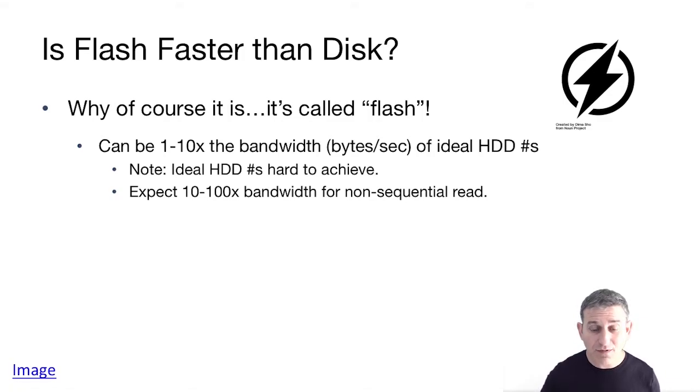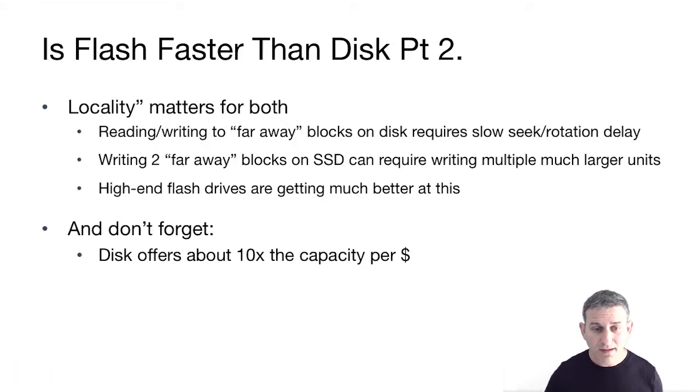But in practice, if your reads are random and they bounce all over, you can get somewhere between 10 and 100 times the bandwidth on a flash disk that you would get on a magnetic disk. So somewhere between 10 and 100x speed improvement out of flash for random IOs. That's a big deal. Now, the thing is that locality, this notion that things are next to each other or not, things being sequential, it matters for both flash and hard disks. So reading and writing to faraway blocks on a magnetic disk requires that slow seek and rotation delay.